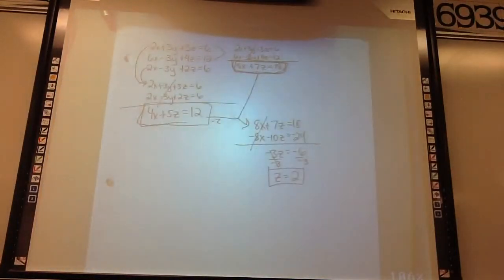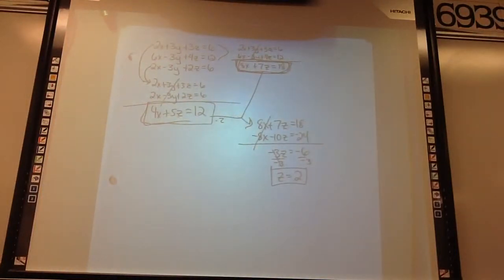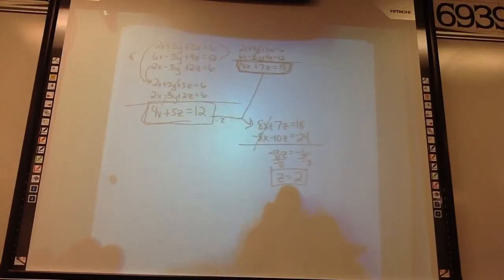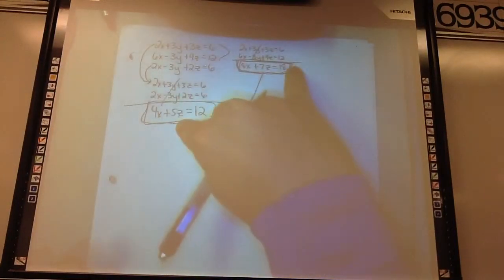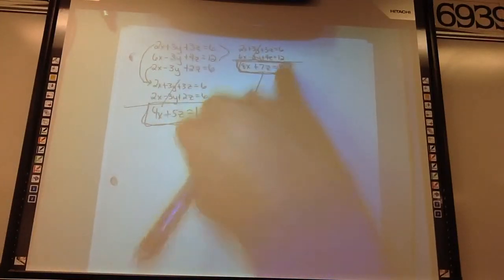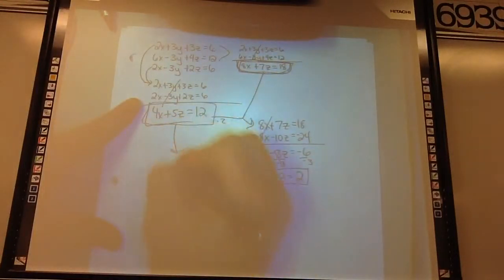That was a big question. Now, all you have to do is work backwards plugging stuff in. I know z is 2, so can't I use one of these? Plug in z and solve for x? I'll pick this one right here, I don't care.